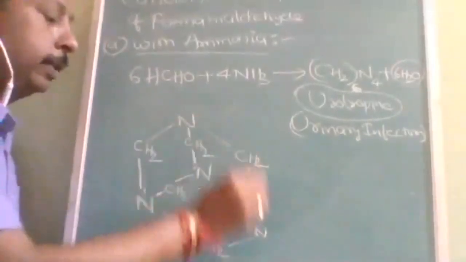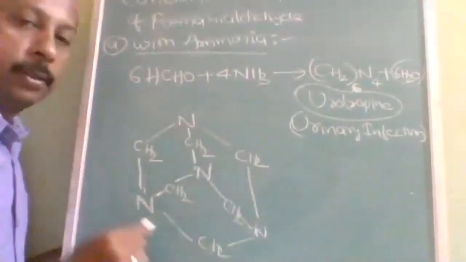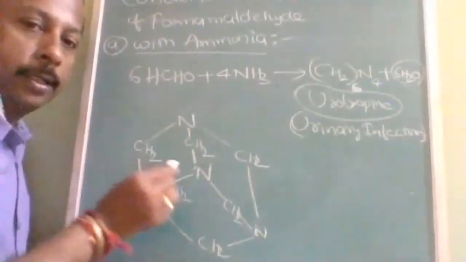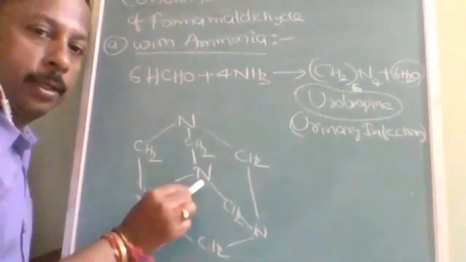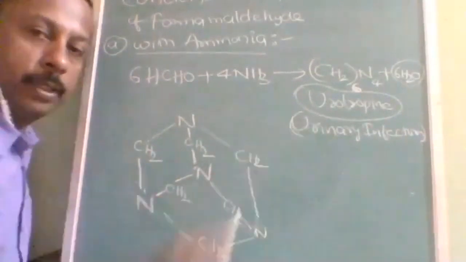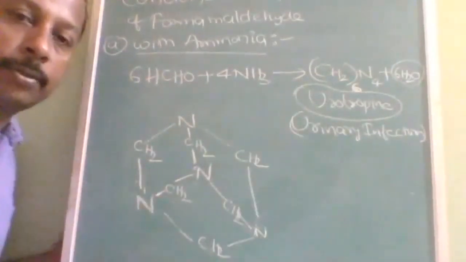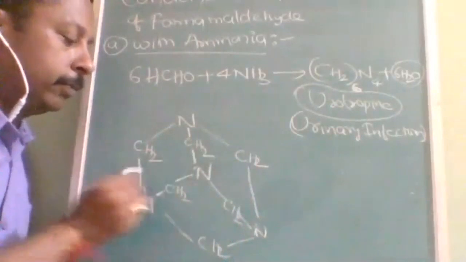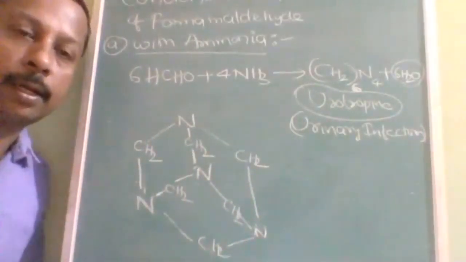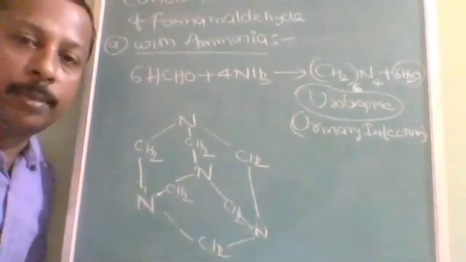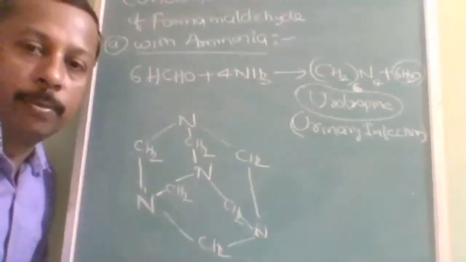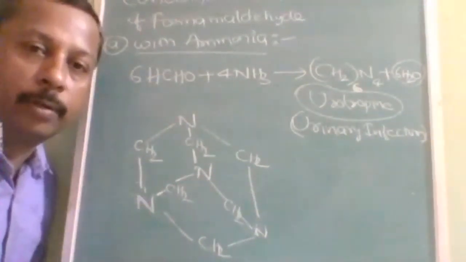First, I formed a hexagon by keeping alternate nitrogen and CH2. At the center I also placed a nitrogen. Between two nitrogens, everywhere I kept a CH2. So this is the structure of (CH2)6N4. It is called hexamethylene tetramine because 6 CH2 are there. That name is not so important, but urotropine and its use are more important.